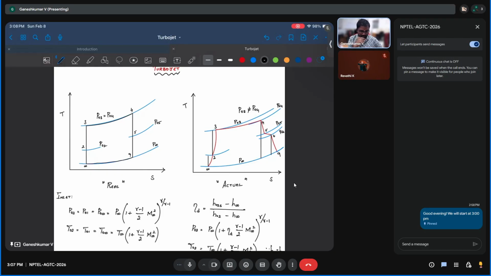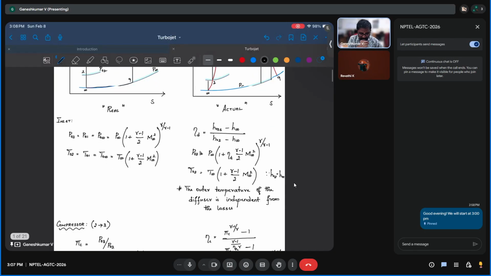Okay, so coming back, we have this T-S diagram for actual cycles, actual processes. P6 and P9 will not exactly match. Sometimes the exit pressure will match, so at that time P9 and P infinity will match. Sometimes it may not match, especially when the nozzle is choked. So one of the problems that I'm going to solve, we will discuss this.